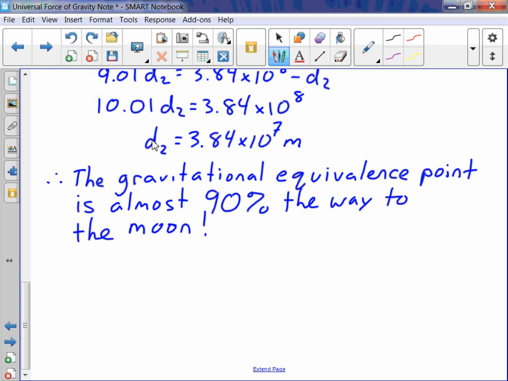So the way I've drawn it on the board, since D2 is a smaller value, that still represents 90% of the weight of the Earth, or 90% of the weight of the moon, I mean. Except you're using the moon as the standard, not the Earth. Fair enough? Well, we finished that.